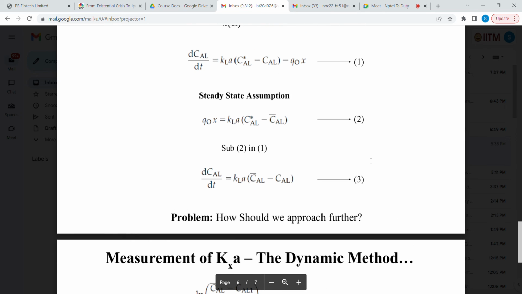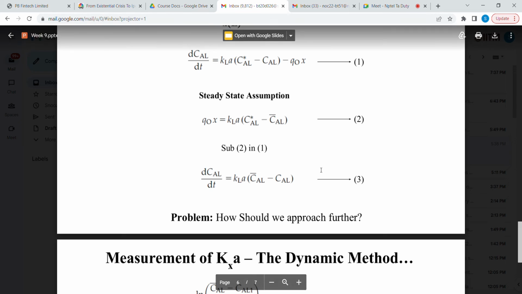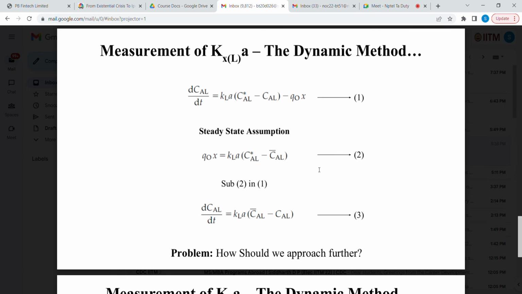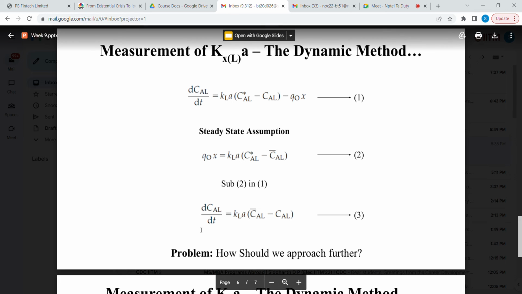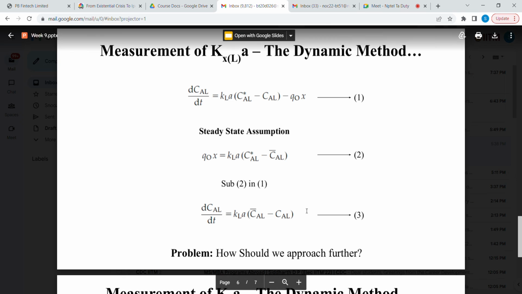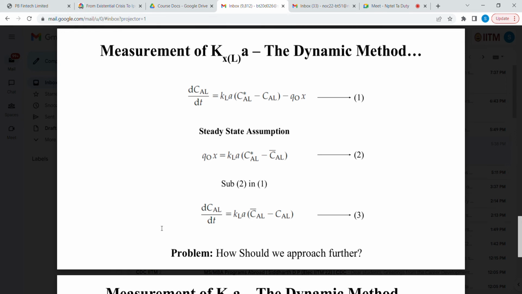Now fine. So we have a differential equation. Now how should we proceed further? Any ideas? Any brain waves? Of course, we need to integrate, but what is the assumption under which we can integrate? That is the question. Or the question can be rephrased as this: what should be the condition in the reactor at which dCAL and dt become unitary? Then thereby we can take dt down to the other side and integrate. That needs to be a critical assumption that we need to make.